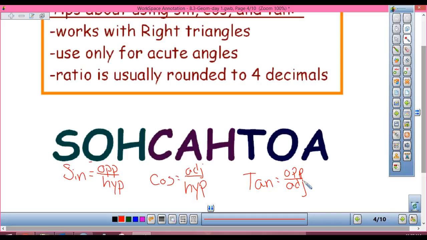Okay, a few things that you have to remember. This only works with right triangles. You can only use it with acute angles, and you're only going to have acute angles if you've got right triangles. Okay? And our ratio is usually going to be rounded to 4 decimal places if we're putting it in the decimal. Okay? Most of the time, we will have this as a fraction. But if it's asking you for a decimal, it's going to be to 4 decimal places.